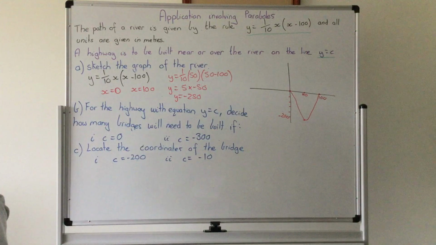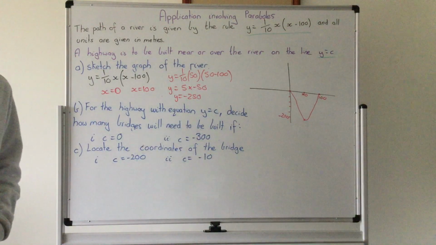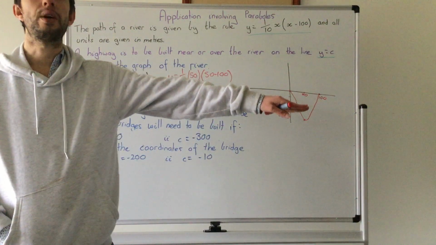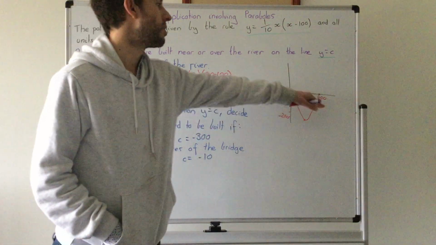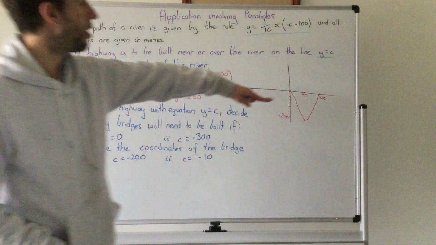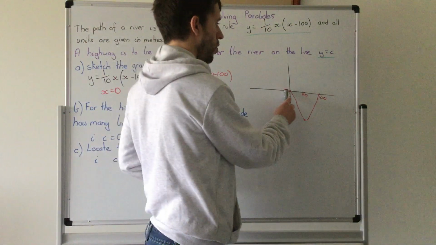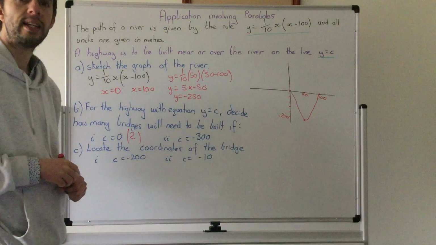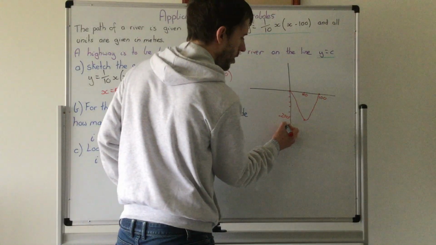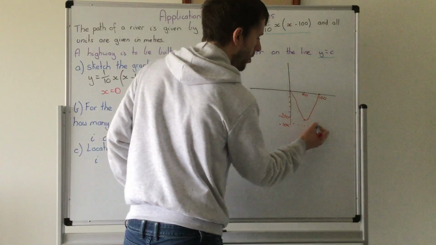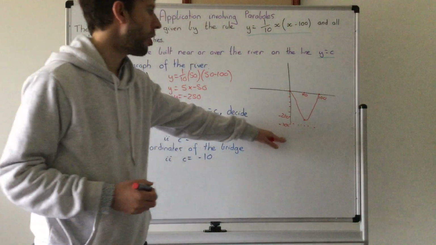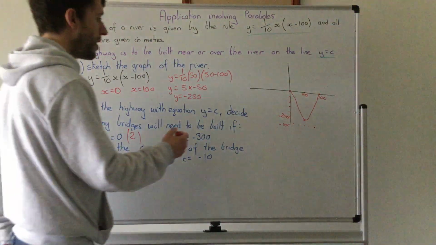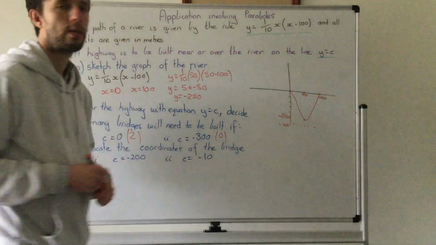For the highway with equation y equals c, decide how many bridges need to be built. So when we're thinking about the highway, it's a straight line highway, and we are thinking, how many times is it crossing the river? Well, when c equals 0, when y is 0, it's crossing the river 2 times. When c is negative 300, it is down here. It's not even close to the river, it's 50 meters away. So it's not going to be going over the river, which means we need no bridges.